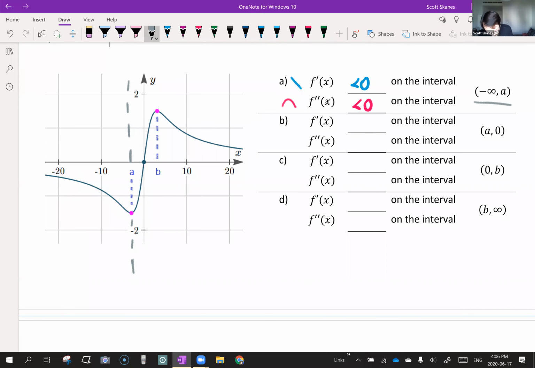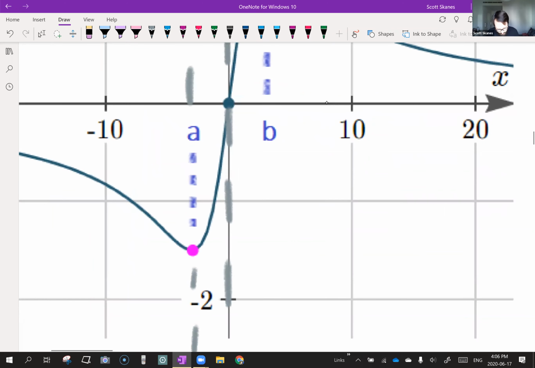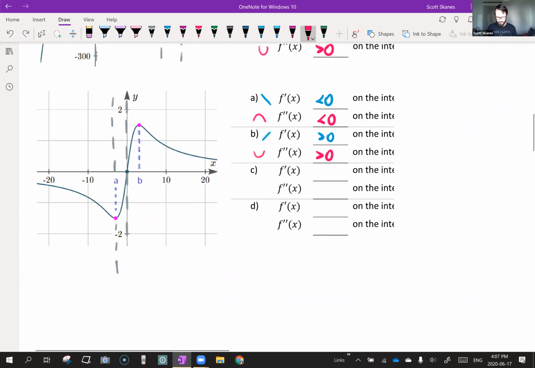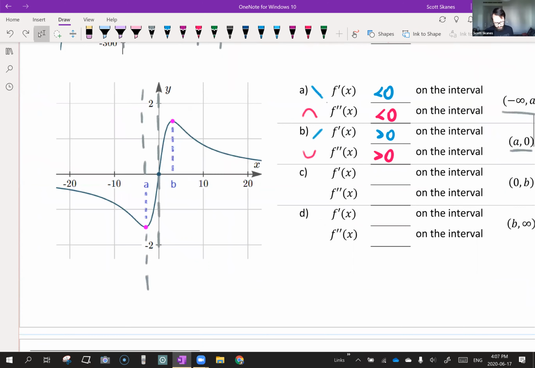In the next interval, a to 0, which is between where I just talked about and the 0 point, that one's a little tiny piece, but definitely concave up. So it looks like part of this. And the slope is definitely positive, going upward. You need to look at it closely, but the slope definitely is going upward. And the concavity definitely could be part of this curve, right? You just need to get the basic idea and then you'll be okay. What about from 0 to B?